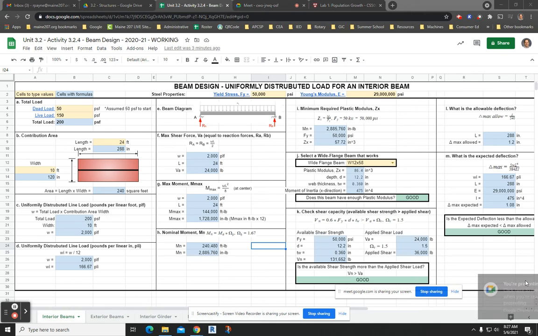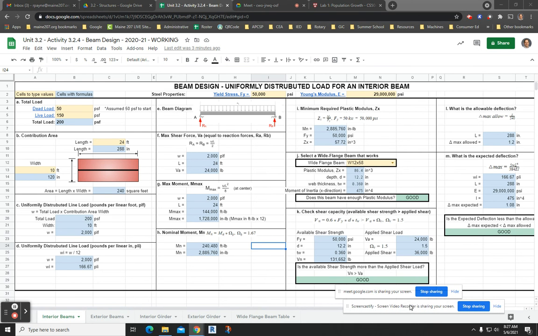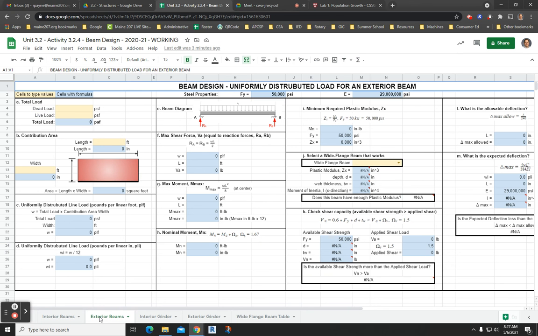All right, so as I said, we have finished the interior beam sheet. I'm gonna hide these. Now we're on to the exterior beam sheet. Something I realized that I made a mistake is, well, not a mistake. You can still type in these values into the exterior beam sheet, but what's actually easier is, because it's the same building, the dead load and live load will not change. It's easiest just to link them into the previous sheet.